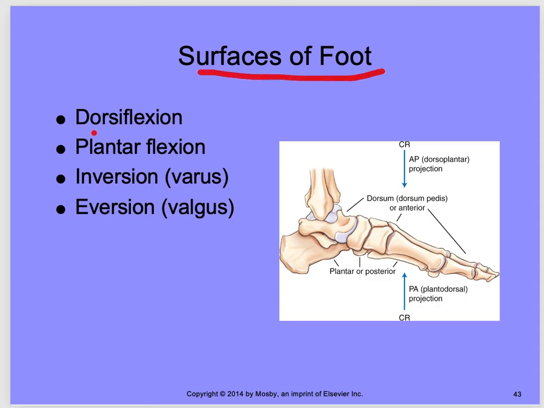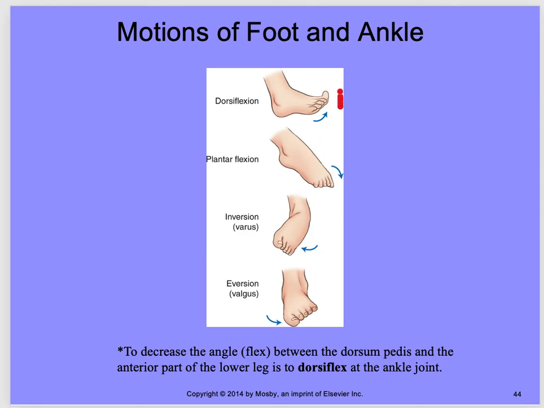Surfaces of the foot, we know that we have a dorsal surface, a plantar surface. So dorsiflexion, plantar flexion. Plantar flexion is going to be down. Dorsiflexion is going to be up. You have inversion, varus. You have eversion, valgus. Know those movements, which way they're going to go, and we're going to talk about them on the next slide. So dorsiflexion, like I said, is bringing the toes to the ceiling. Plantar is pointing the toes down. Your inversion is bringing your foot medial, and then eversion is taking your foot lateral away from you.